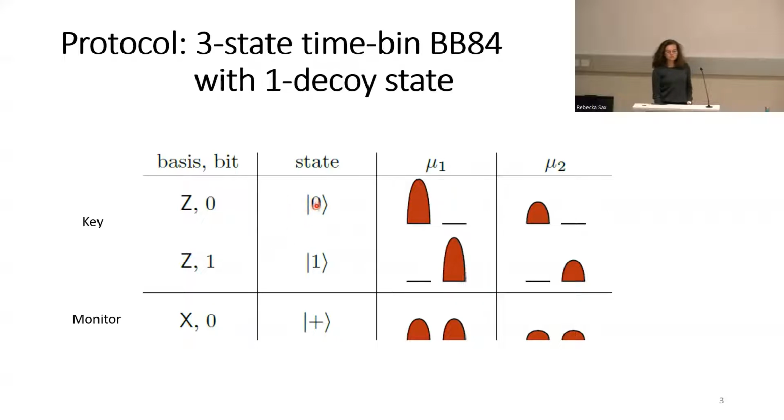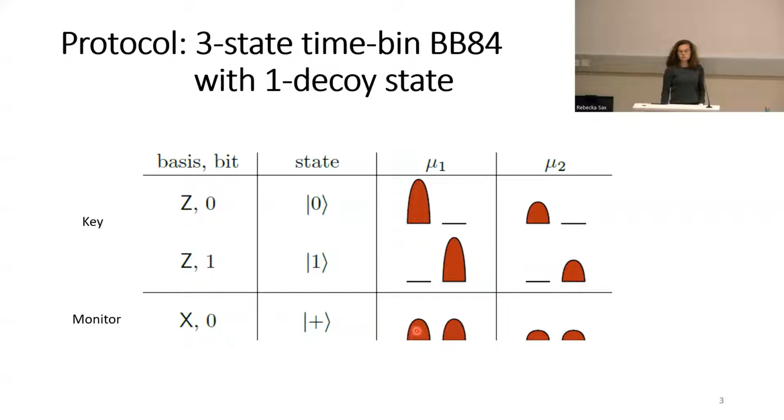For example, we can encode in state 0, which is linked to bit 0, which consists of a pulse in the early time bin and nothing in the late time bin, and inversely for state 1, linked to bit 1. We can also encode in the X basis, also the monitoring basis. States encoded here are used to monitor any eavesdropping that has been going on throughout the secret key exchange. Here we encode in the plus state, which is a superposition of the 0 and the 1 state.